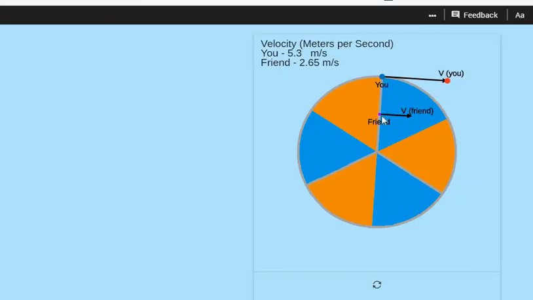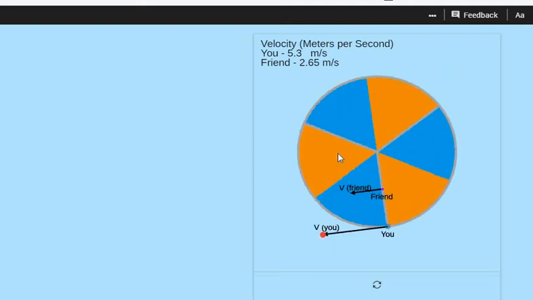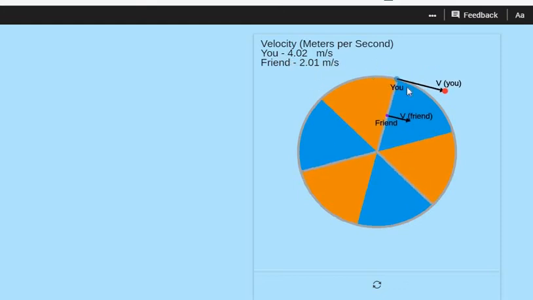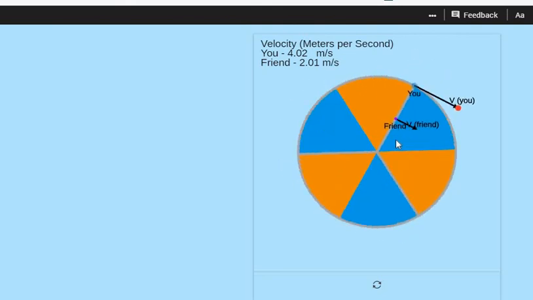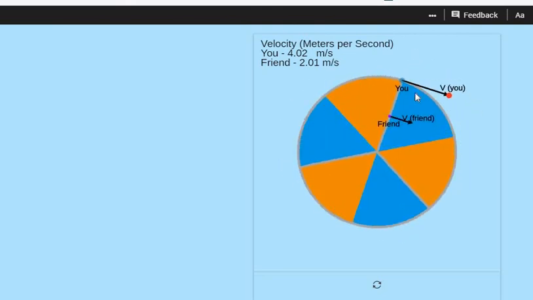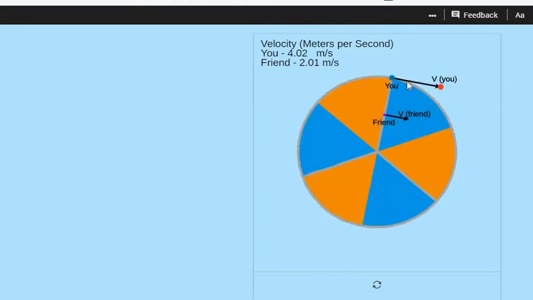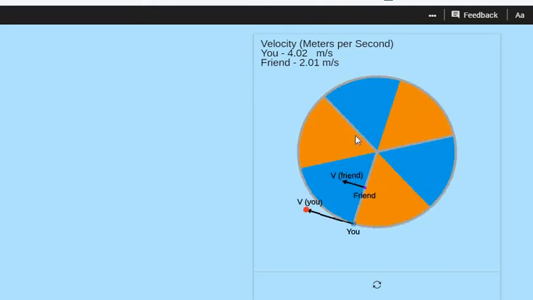If you are standing here and your friend is standing here, to complete one cycle at the same time, you need different speeds, because the radius of your friend is different from your radius. If your speed is 5.3 meters per second, your friend's speed will be 2.65. Let's decrease your speed. If your speed is about 4, your friend's speed is about 2. So the minimum speed needed for an object to go in a circular path and complete the cycle depends on the distance from the center of that circular path.